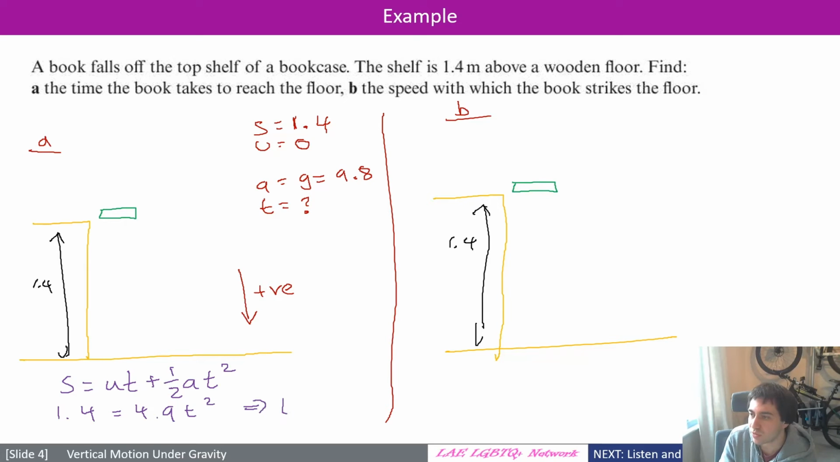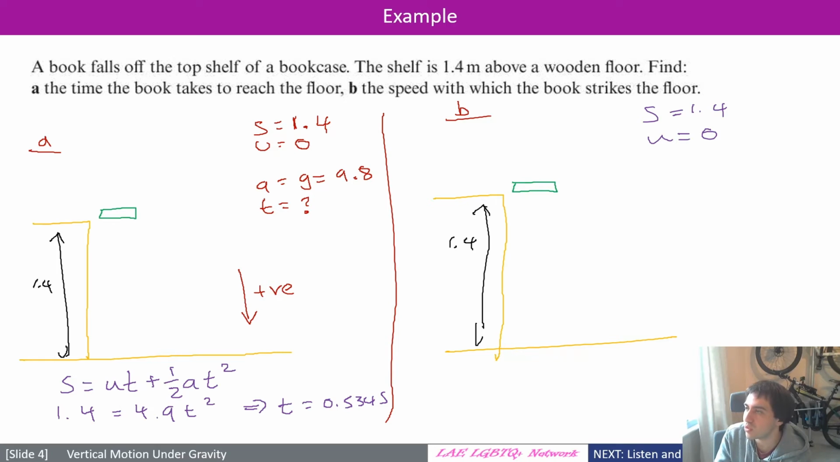And if you solve that, you should get a t of 0.5345, right? It's 1.4 over 4.9 square rooted. And that's it. So that's how many seconds it takes the book to hit the ground. It takes 0.5345 seconds. For then the B case, it's SUVAT again, as it will be in all cases, but what's changed?